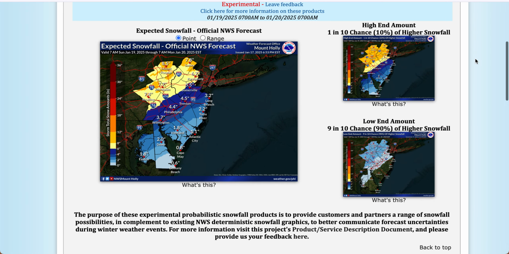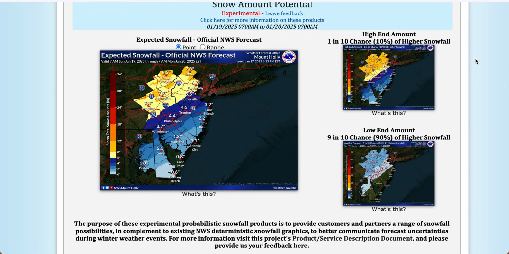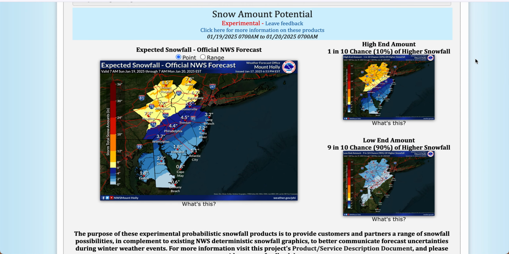So yeah, that is my preliminary forecast. It is to be seen how it plays out with the track of the storm. So this forecast will definitely change.